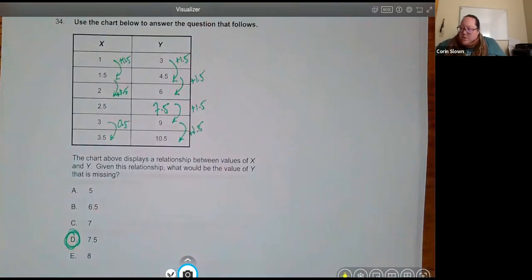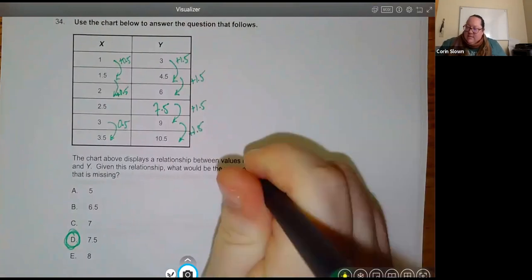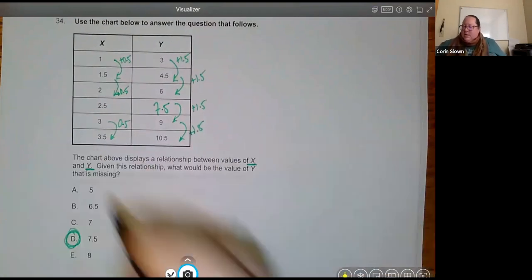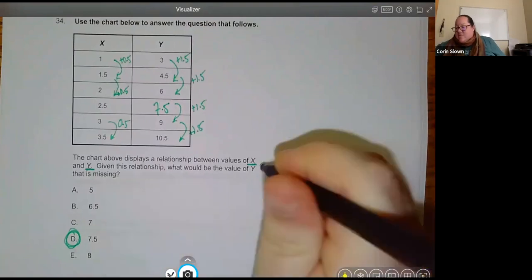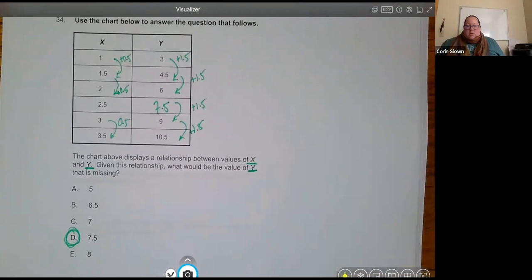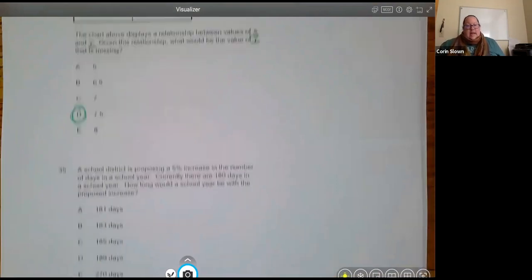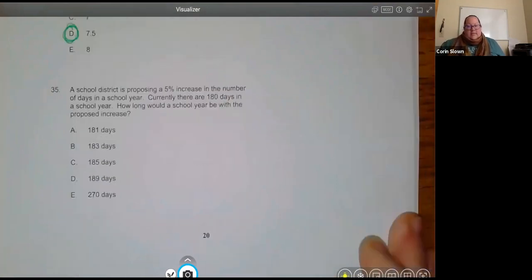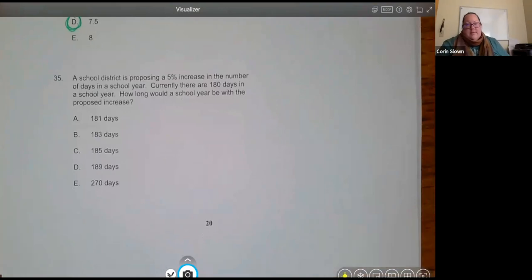So in this case, it's really important that I'm paying attention to what is X and what is Y, because in this case, they're asking for Y for the missing term. Okay, let's take a look at 35. All right. So a school district is proposing a 5% increase in the number of days in a school year. Currently, there are 180 days in a school year. How long would the school year be with the proposed increase?